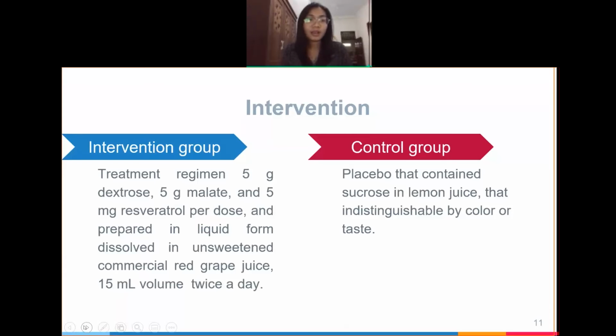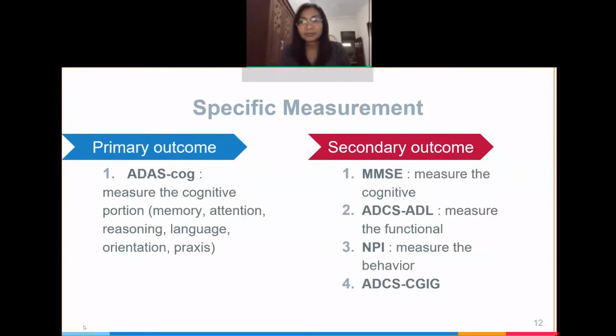twice a day. Meanwhile, the control group was given a placebo that contained sucrose in lemon juice, indistinguishable by color and taste. So it was already blinded to reduce the bias due to the perception of the patient and the clinician. Next.